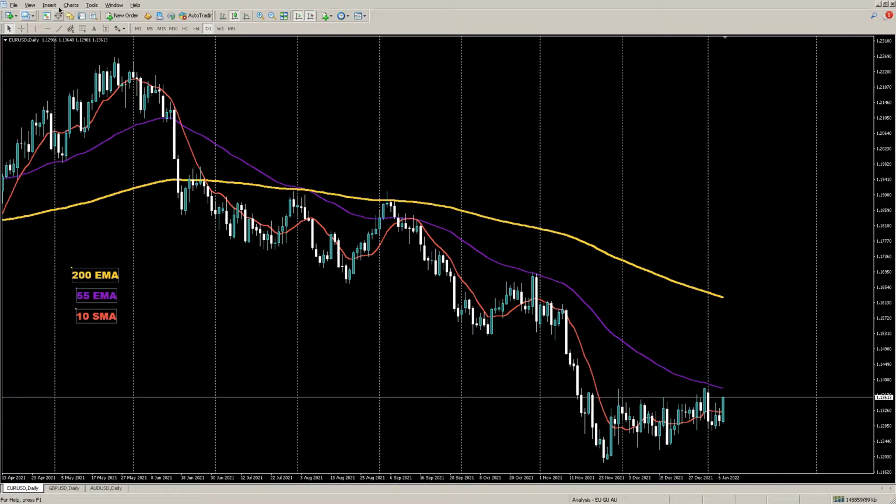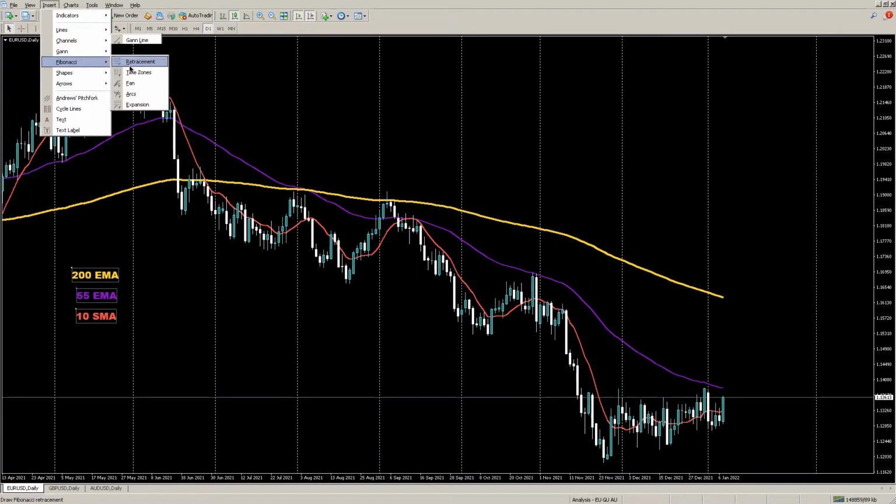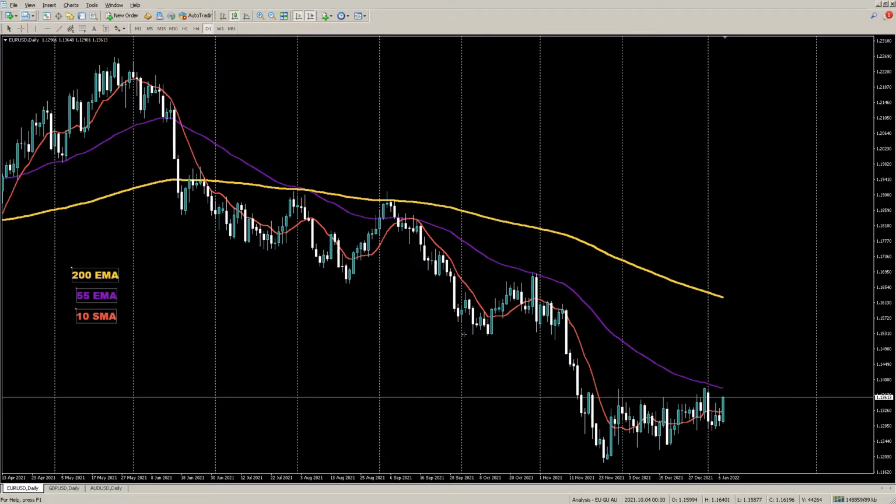Let's just draw some of these. There's definitely a strong resistance up here if it does break above the 55. At the moment there is a short-term or medium-term resistance up here, which aligns with the daily 55 EMA. And it seems to be forming a descending triangle here.